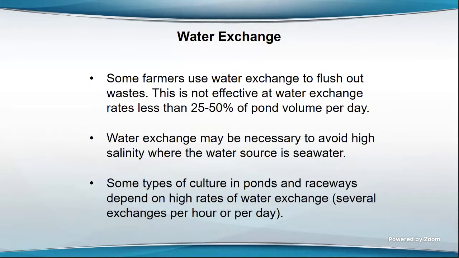Now, some farmers use water exchange to try to flush out the waste. And of course, if you have a high enough rate of water exchange, you can do that. But unless you pump 25 to 50% of the pond volume per day through the pond, you're not going to have much success with the water exchange. And water exchange may be necessary too in some shrimp ponds to avoid high salinity in the dry season or in areas where the farms are in an arid climate. And in some types of culture ponds and raceways, of course, it depends on a high rate of water exchange. Some of these raceways may have several exchanges per day, or even 2 or 3 exchanges per hour. So water exchange is widely used in aquaculture, but it's not nearly as effective as aeration as a general rule.